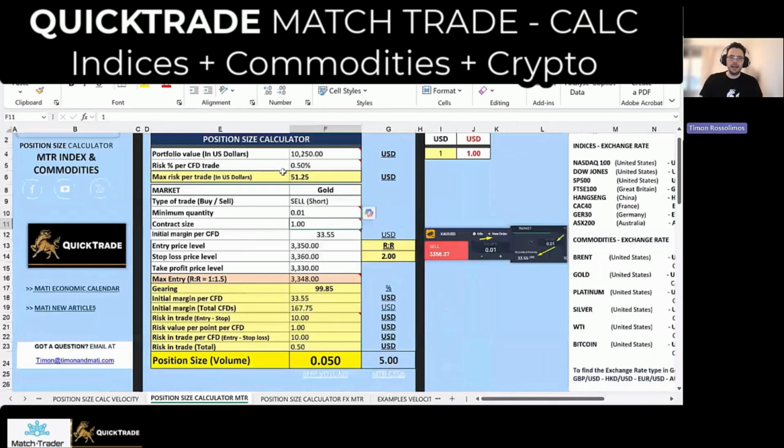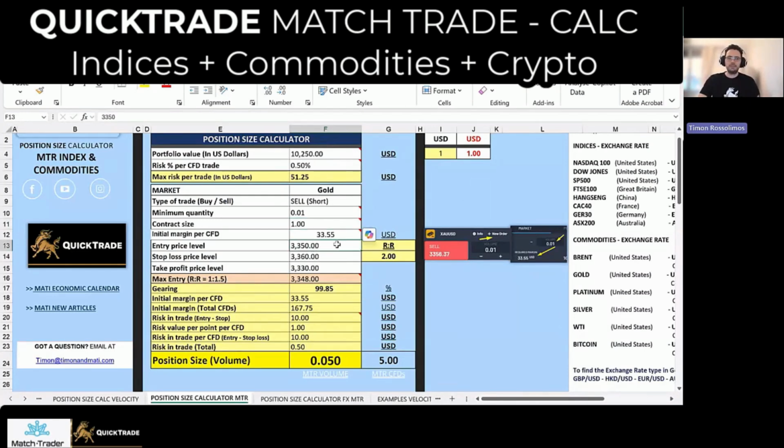And we know that the market is gold. We're selling or going short. The minimum quantity is 0.01. There's the number. The initial margin per CFD is 33.5, which is over here. The entry price, we put 3350. The stop loss price is 3360. So 3350 and the stop loss is 3360 because we are shorting. And then the take profit is 3330. Okay? So what I like trading with gold is that $10 risk, $20 reward. 1 to 2 risk to reward.